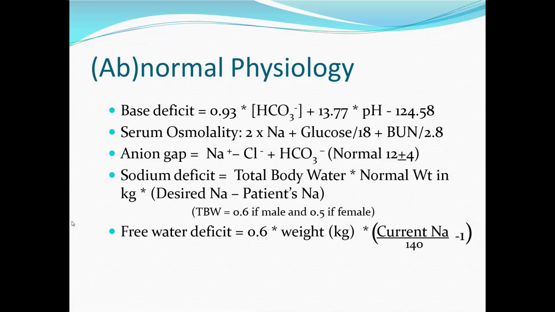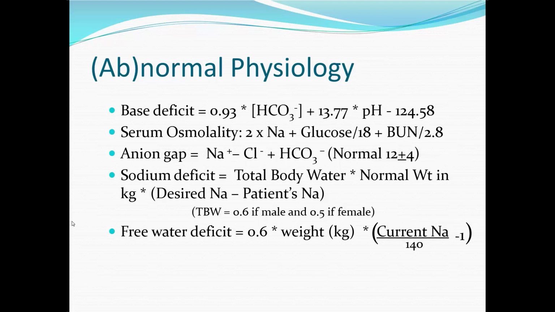If the sodium and/or glucose and/or BUN are high, you can pretty much estimate where the osmolality is going to be. The anion gap is used very frequently for any kind of metabolic acidosis, but in particular we think about it a lot with diabetic ketoacidosis.